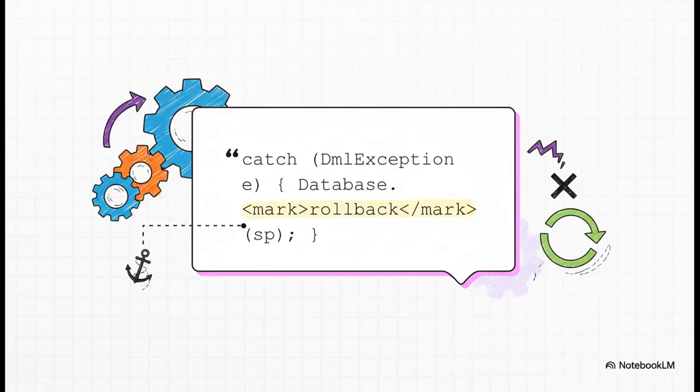And here's the rescue mission. If that insert log statement fails, the catch block fires. We call Database.rollback, and we pass in our save point variable. Instantly, the database zaps away all the changes that happened after that save point was created. So that failed log insert is gone. But, and this is the crucial part, our opportunity update, totally safe, untouched. It's still there, ready to be committed.